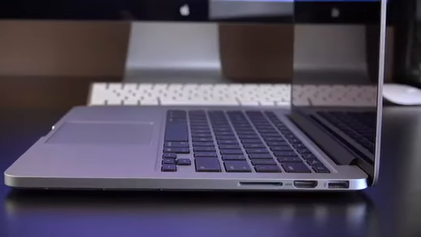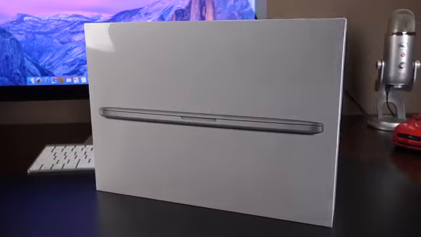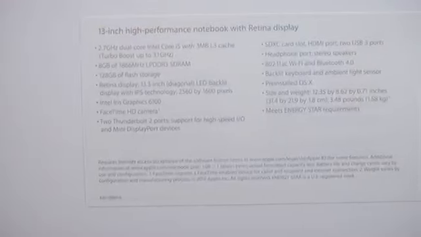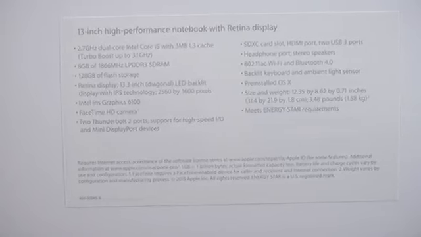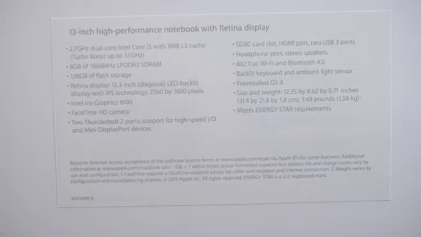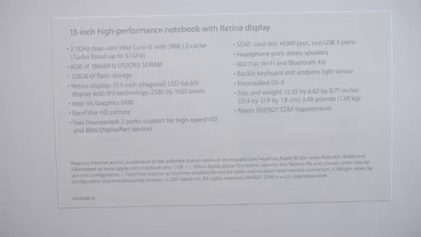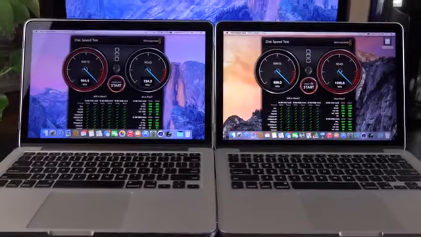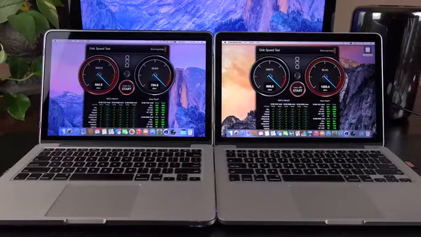the previous generation model. Now in this video, I'm taking a look at the baseline configuration, which starts you off at $1,299, and that gets you a 2.7 gigahertz dual core Core i5 processor with 8 gigs of RAM and 128 gigs of SSD storage. So in this video, we'll compare this to the previous generation MacBook Pro, and then we'll take a look at that Force Touch trackpad to see what it adds.